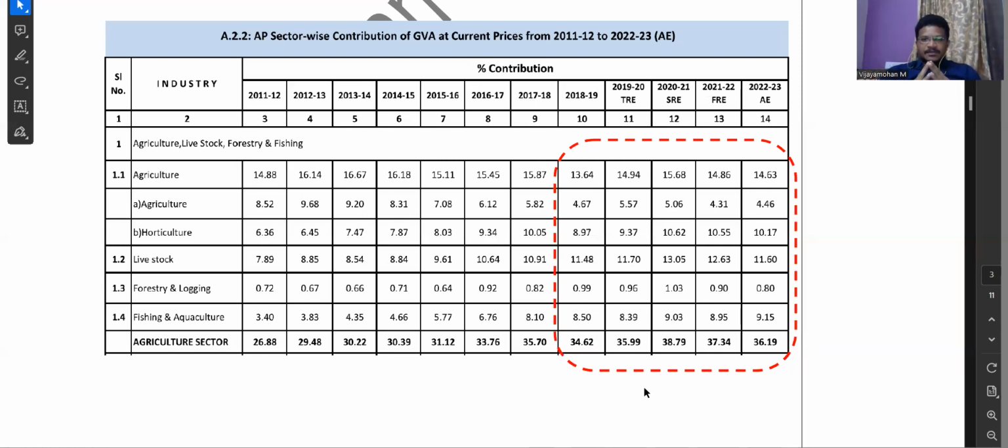So this shows that the AP economy is an agrarian dependent economy, though its services sector contribution is more. However, the AP economy is a predominantly agrarian dependent economy, and the contribution of agriculture to the total GVA is around 36 to 35%, right? And if you observe the contribution of the core agriculture sector here, it has been around 4 to 5%, and the contribution of horticulture and livestock is more compared to the core agriculture sector. In fact, the livestock sector is providing nearly 12 to 13% contribution to the total GDP.